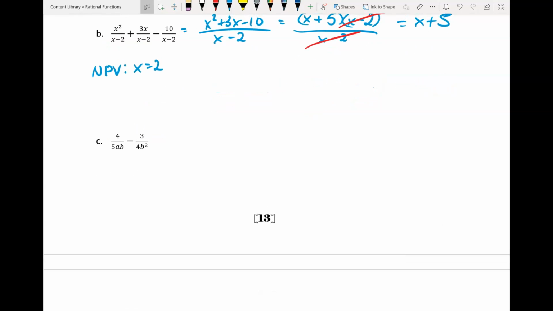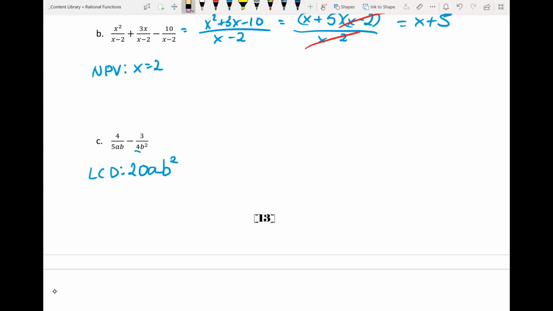Moving on to our next example, C. In this case, we do need to find an LCD because our denominators are not the same. Just focusing on our coefficients, we have a 5 and we have a 4 in the other one. In order for us to have an LCD, we combine the 4 and the 5 by multiplying them together, which is 20. We have one a, so I'm going to include that. And then we have at most two b's, so I'm going to include that as well. So that is our LCD.